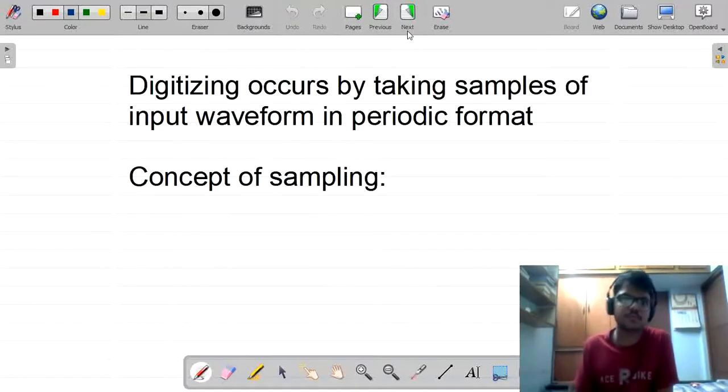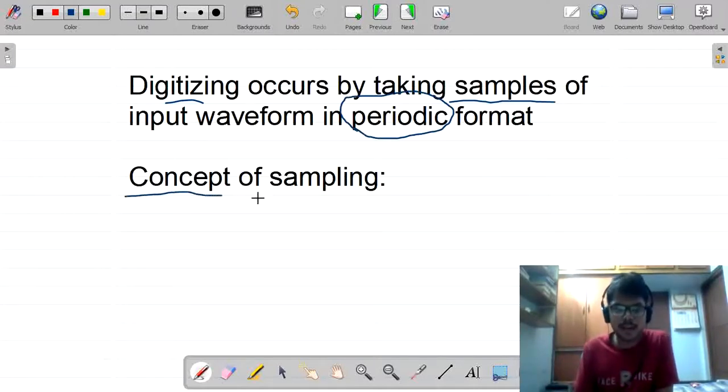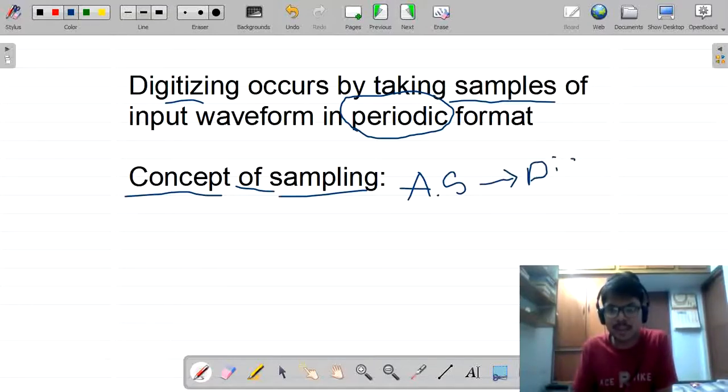Now, digitizing occurs by taking samples of the input waveform in a periodic format. This is very important: in a periodic format. Now we will understand the concept of sampling. What is sampling? Sampling is a process of converting the analog signal into discrete form, not digital, in the form of discrete.